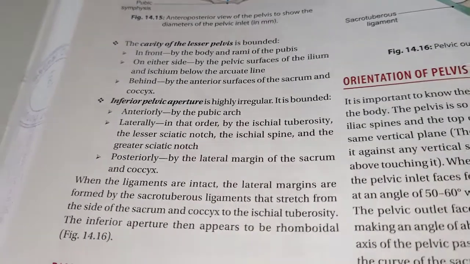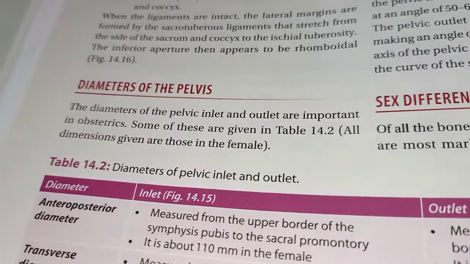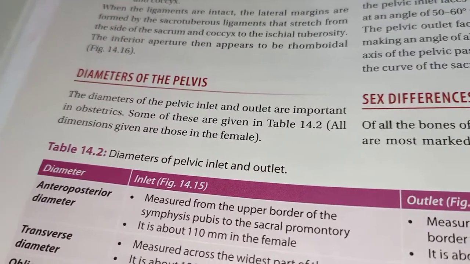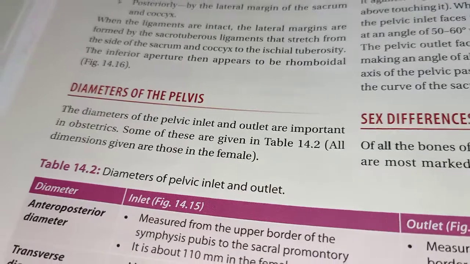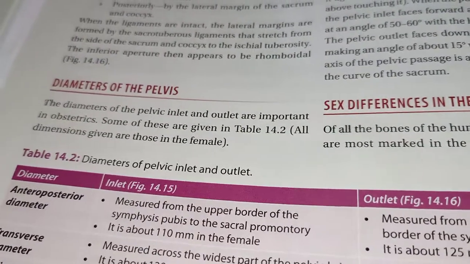Okay, so this finishes your introduction of the bony pelvis, the pelvic inlet and the pelvic outlet, and the diameters of the pelvis. This topic is very important from your Viva point of view. It is a very important topic for Vivas.